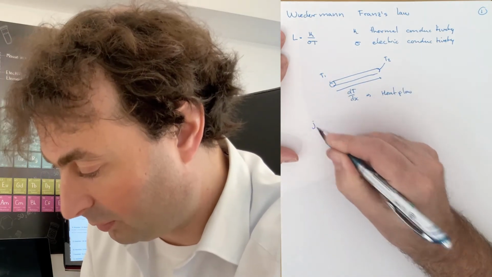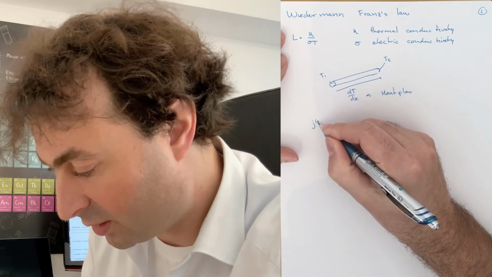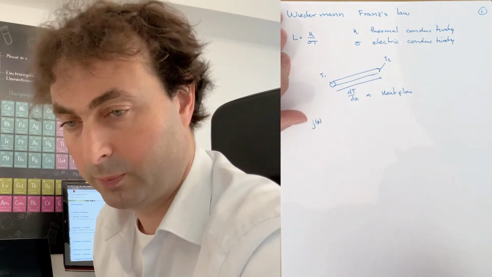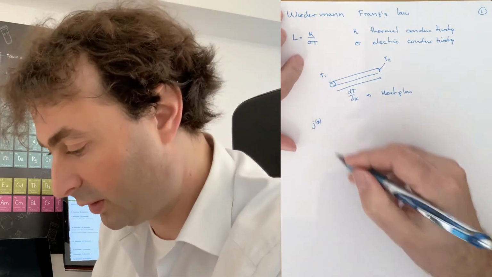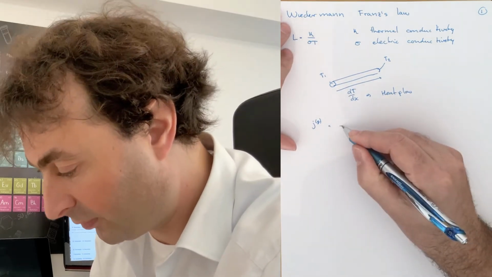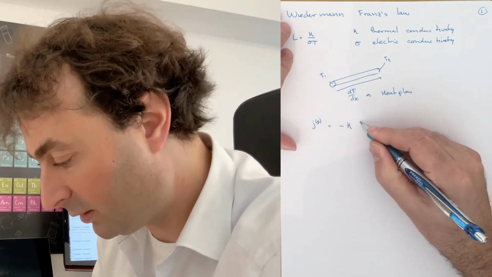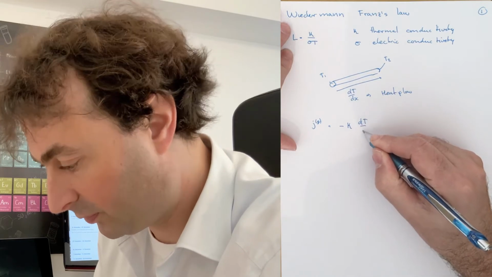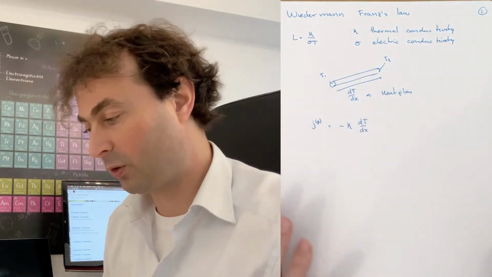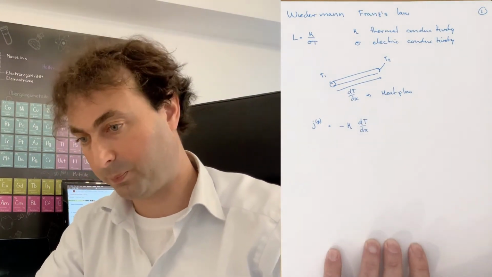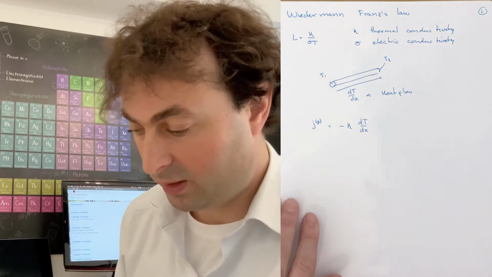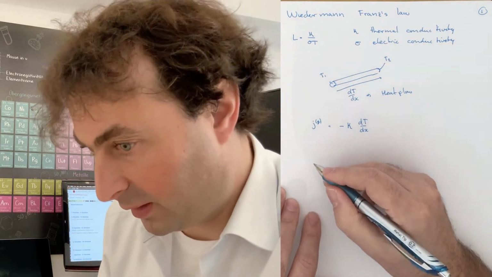We can talk about the thermal current, J, and we'll put an index Q to show you that this is the heat current compared to the electron current. And this is minus kappa times the temperature derivative as a function of position, the temperature gradient. The heat transport is given by the electrons.